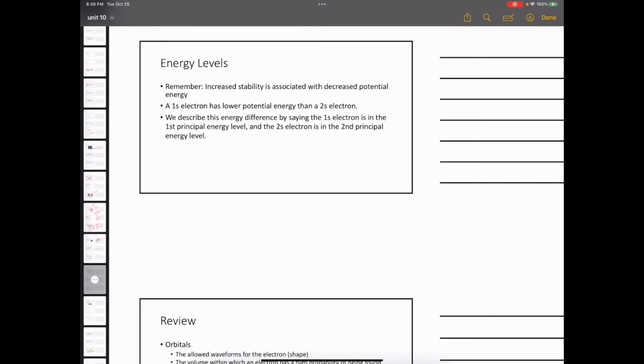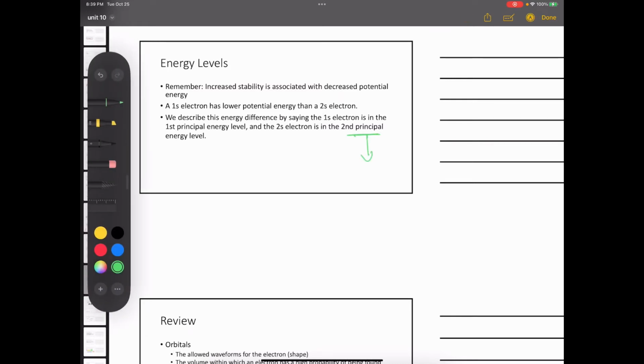We describe this energy difference by saying that the 1s electron is in the first principal energy level and the 2s electrons are in the second principal energy level. And every time we say second principal energy level, that means higher energy. The first principal energy level, lower energy, means more stable. This one is less stable. Okay?